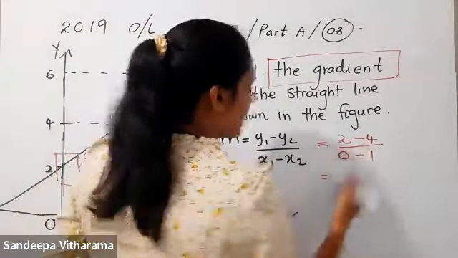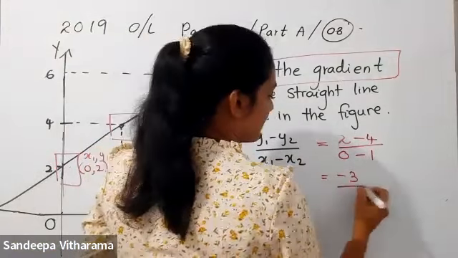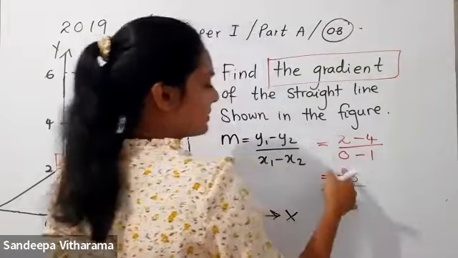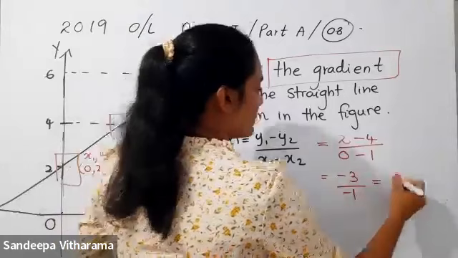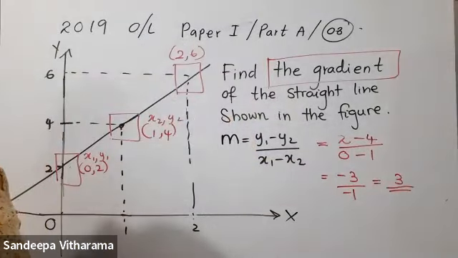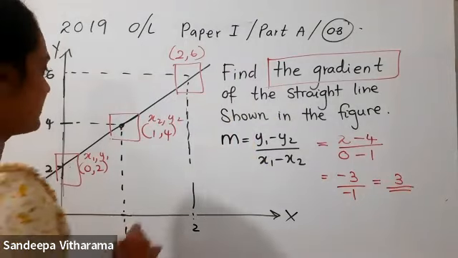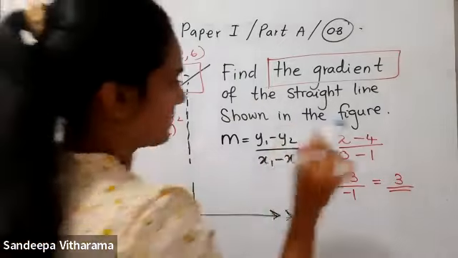Then 2 subtract 4, it is minus 2. 0 subtract 1, it is minus 1. Then a negative value divided by a negative value, the answer is positive. So it is 2. Okay? If any of you now take this, oh sorry, 2 subtract 4, it is minus 2.